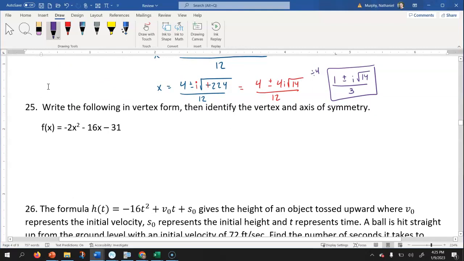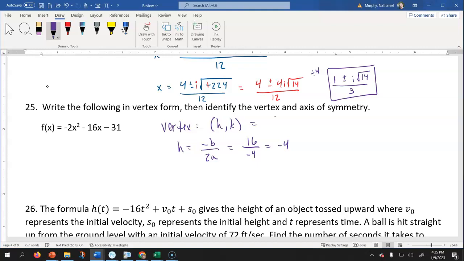25. Write the following in vertex form, then identify the vertex and axis of symmetry. I'm actually going to start with the vertex. Remember, the vertex is a coordinate (h, k), and we find h by doing the opposite of b over 2a. In this case, b is negative 16, so the opposite of that is a positive 16. Then we take 2 times a. Well, a is negative 2, and 2 times negative 2 is negative 4. So our vertex has an h value, or an x value, of negative 4.